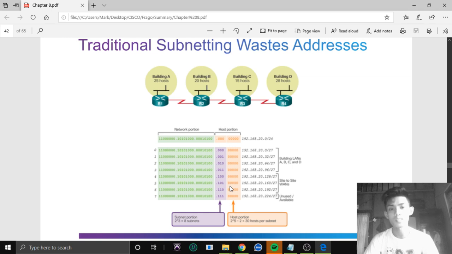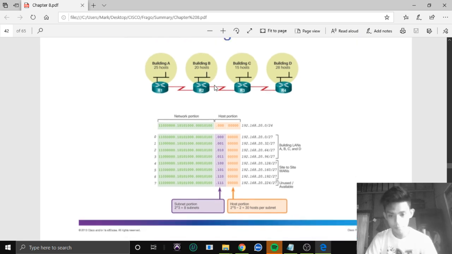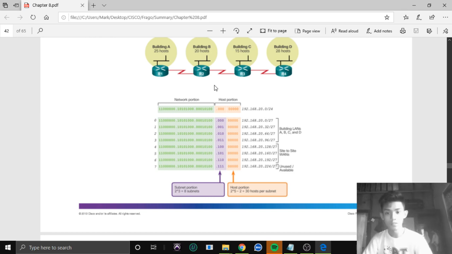Benefits of variable length subnet masking. Traditional subnetting wastes addresses. So this is the topology, guys. Building A, 25 hosts. Building B, 20 hosts. Building C, 15 hosts. Building D, 28 hosts. For the subnet portion, we have 2 raised to 3 equals 8 subnets. For the host portion, we have 2 raised to 5 minus 2 equals 30 hosts per subnet.